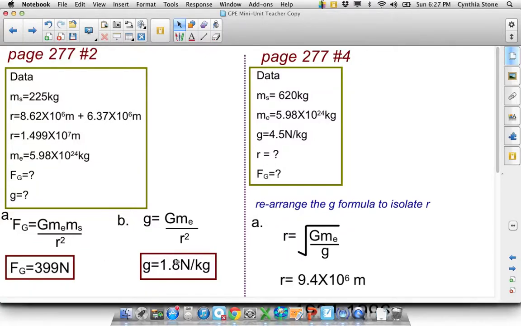To get the field constant, there's two things you could do. You can just use this equation here, because that is the equation based on what I showed you earlier, or you could just take this number and divide it by 225, because that's the number of newtons. This Fg is the number of newtons that 225 kilograms would experience. So therefore 1.8 newtons would be the amount that 1 kilogram would experience.